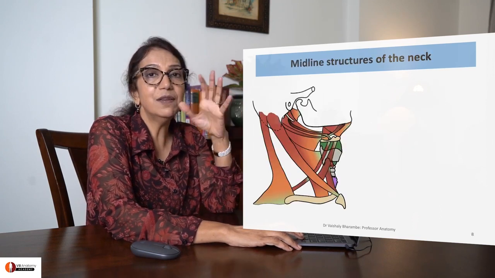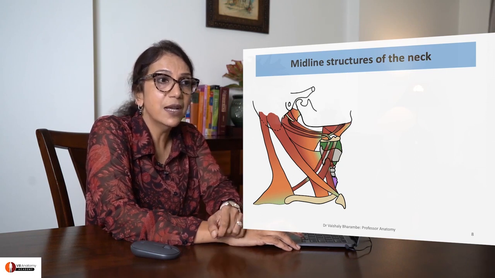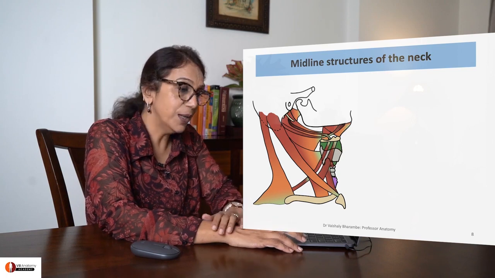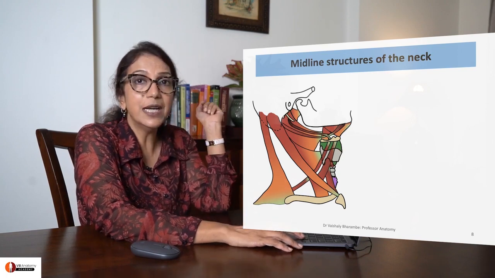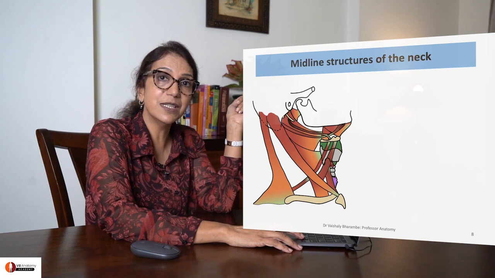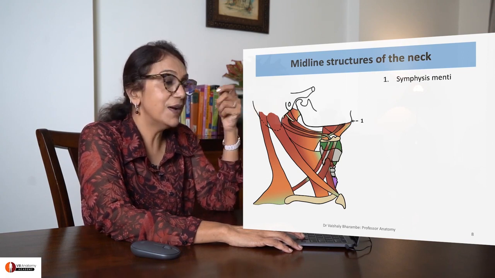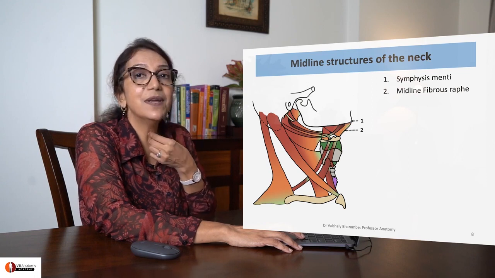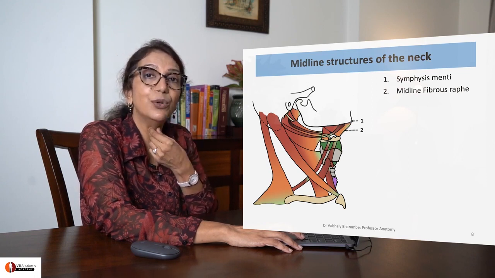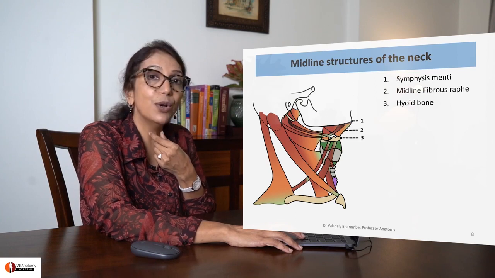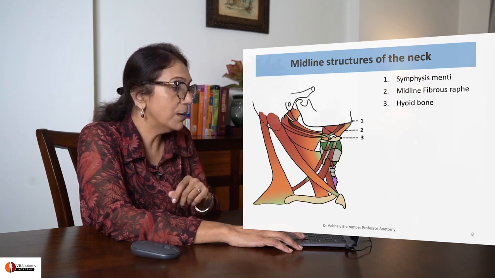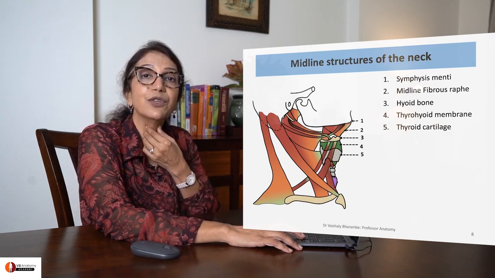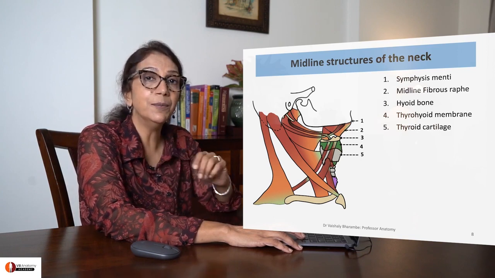Right. So since we've introduced the midline structures, I want you to understand the midline structures of the neck. Please look at the image here and see if you can palpate these structures wherever possible. Symphysis menti here. A fibrous midline raphe extending from symphysis menti to your hyoid bone. So that's your hyoid bone. Come down, thyrohyoid membrane to the thyroid cartilage. Can you feel your thyroid cartilage, everyone?